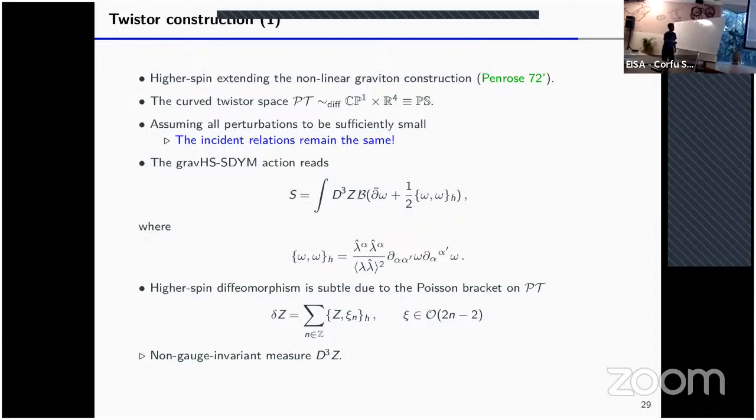So by plugging in this definition of holomorphic Poisson structures, you see that it produces the spacetime action as the following. Note that there's something funny about these actions. The holomorphic measure D3Z is not gauge invariant due to this higher spin diffeomorphism. And this creates a subtlety when you try to do the reduction procedure from twistor space to spacetime.